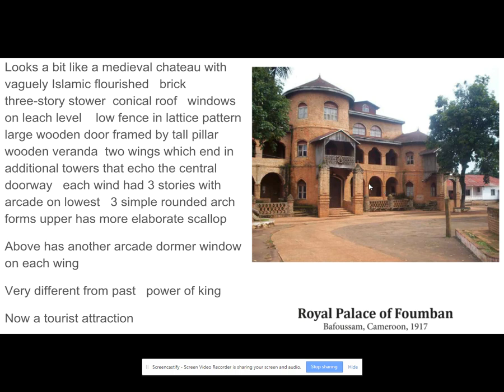Three simple rounded arch forms. And then the upper form, again, a little more elaborate. Another arcade, and then dormer windows. These are windows that stick out on each wing. Very different from the past, but yet still represents power from the king. And now they are considered tourist attractions.